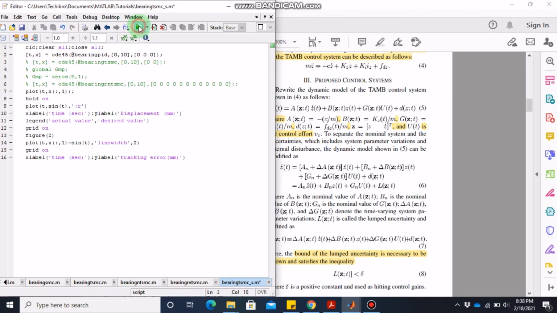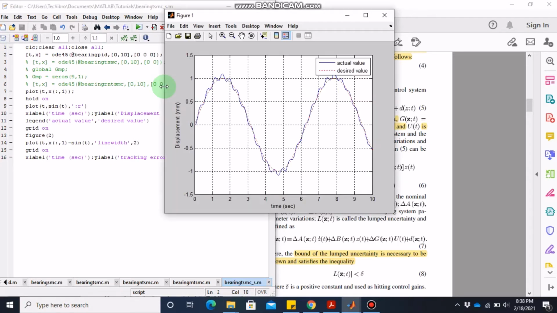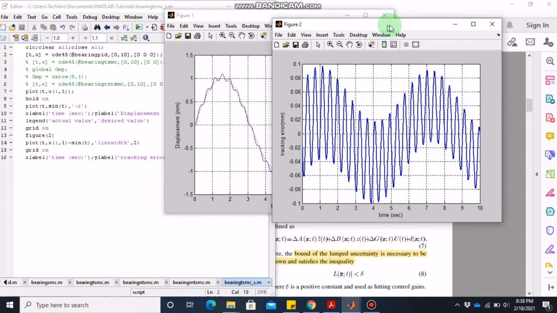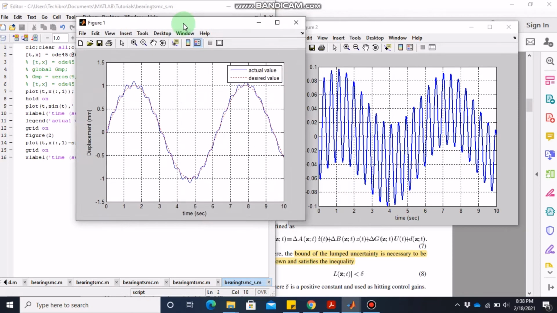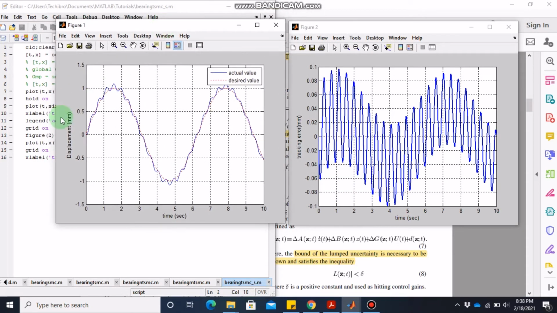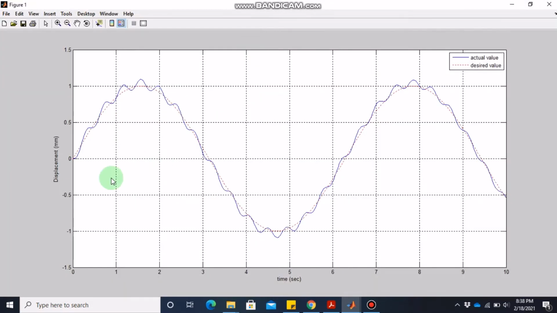So if we run this file, we get the results. So these are the results. You can see that the magnitude of error is 0.1 millimeter. So the units of displacement in this paper are millimeters. All the constant values are given accordingly. So here this blue line is the actual value of the z state, and the red dotted line is the desirable value of the state.